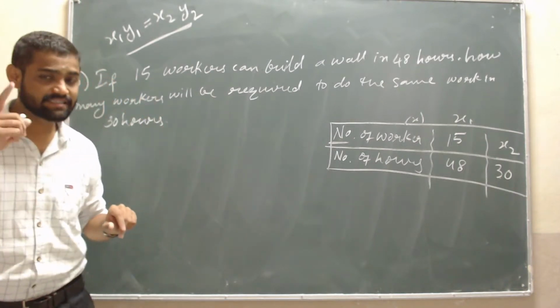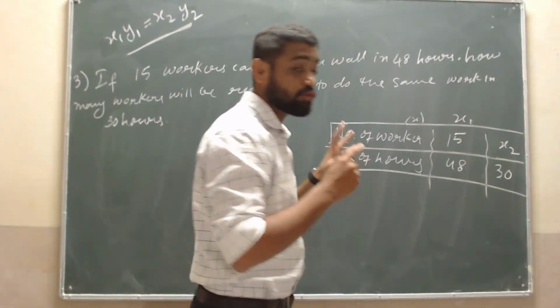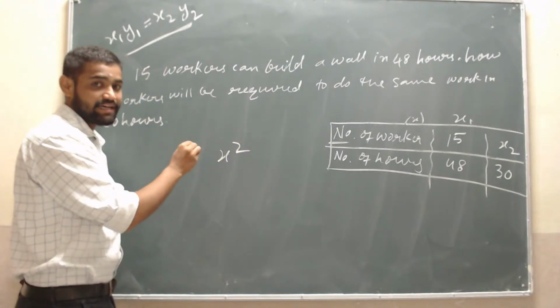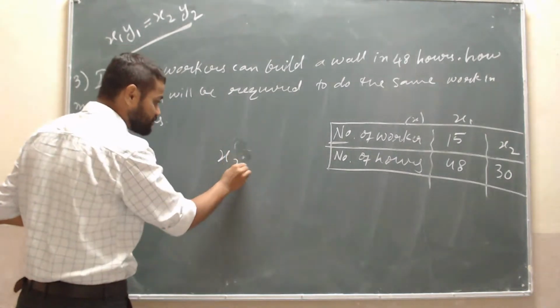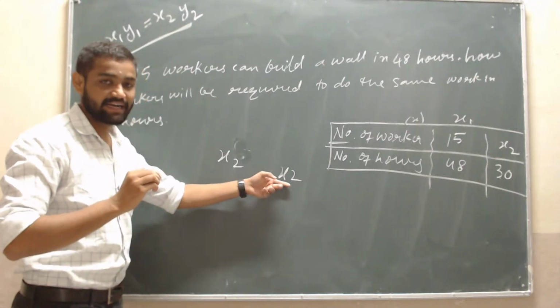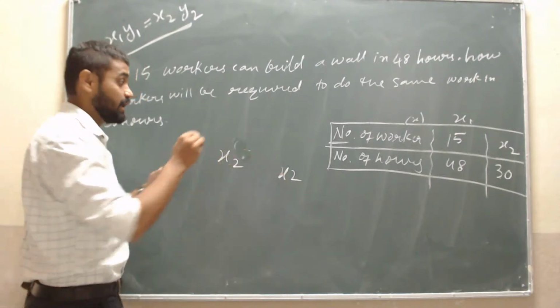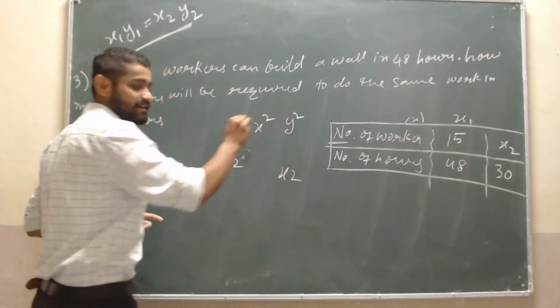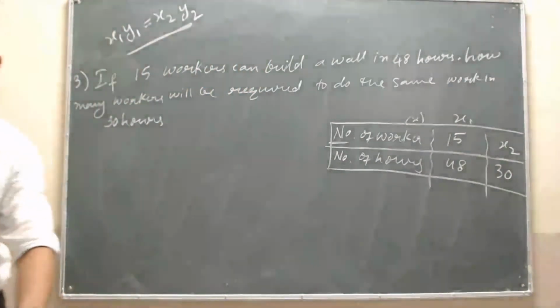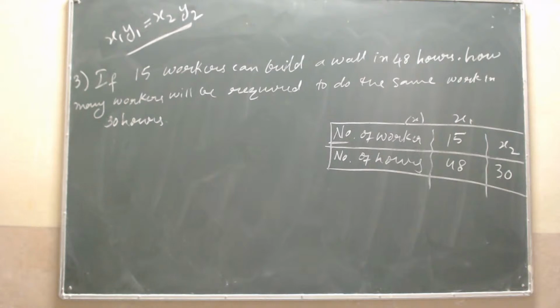Some students are writing it like this. This is not x2, this is x square. Just write it below or type it next to the x. This will be the correct one: x2. Otherwise, it becomes x square, y square. Isn't it? Find out the value of x2, students. This is for you. Yes, Bharat.